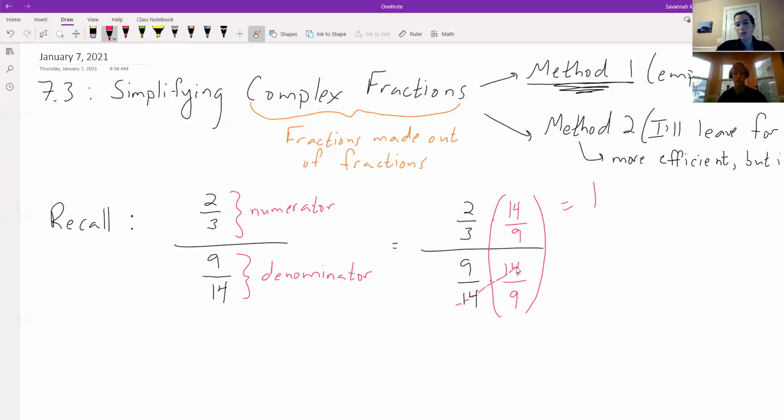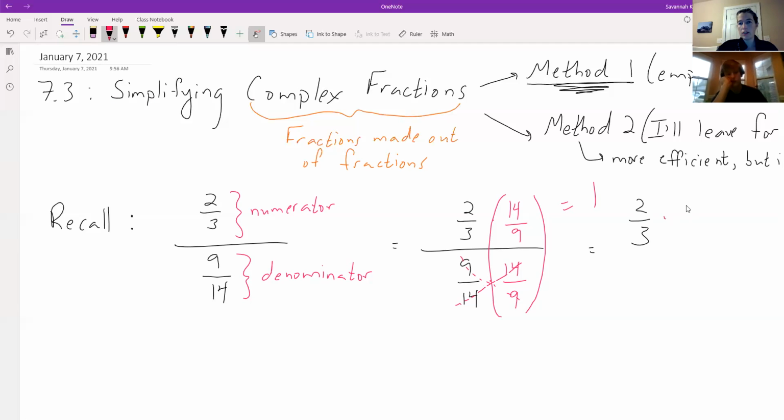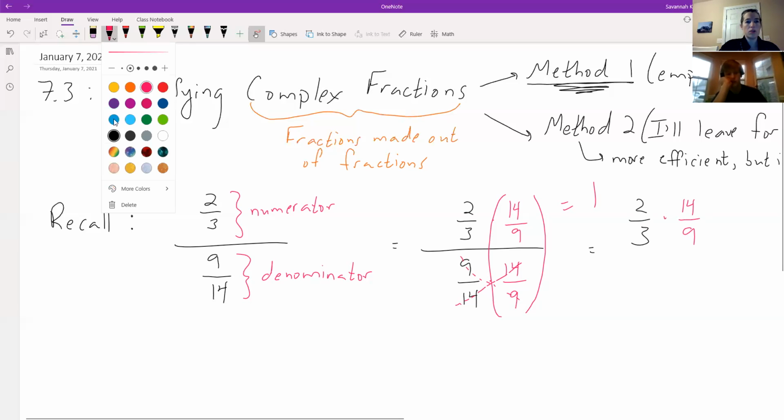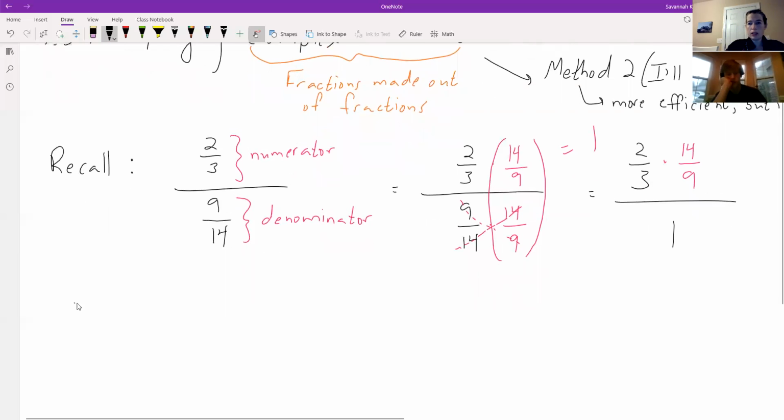So you're going to gently cross that out so I don't make the notes completely illegible. And what that turns into is 2/3 on top multiplied by the 14/9 that we put to balance. And what's on the bottom is really just the number 1 now, because a fraction times its reciprocal is just the number 1. And when you have a number 1 down there, it's completely unnecessary to keep writing that.